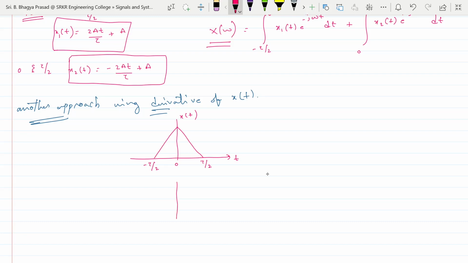So first find out the first order derivative, that is d by dt of x of t. Already we discussed that for d by dt of x of t, we have to plot the change of x of t with respect to t. So I am taking the limits, the signal duration.